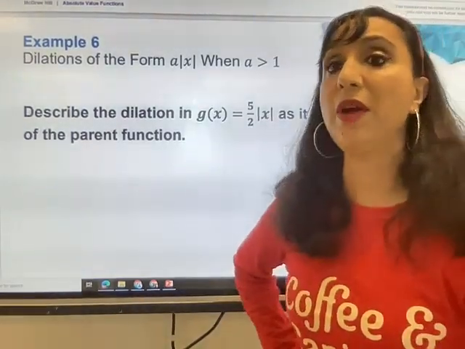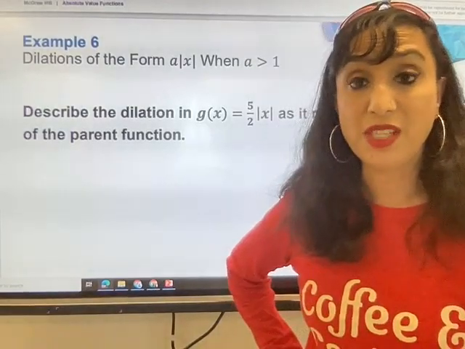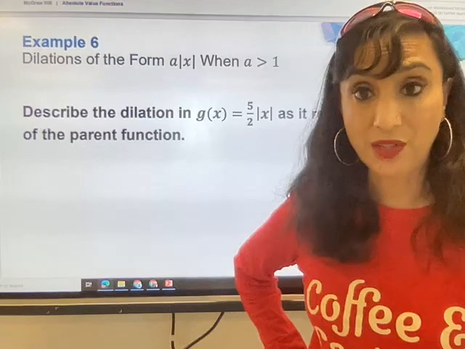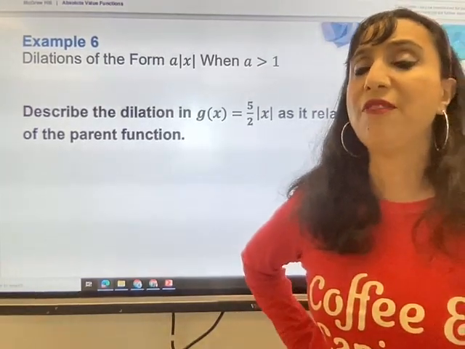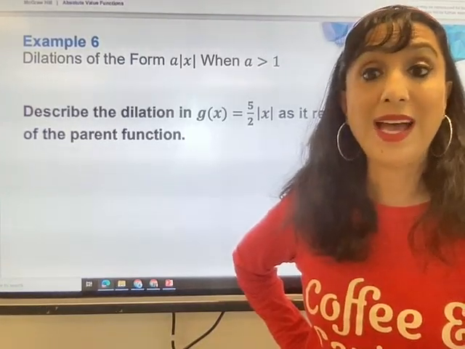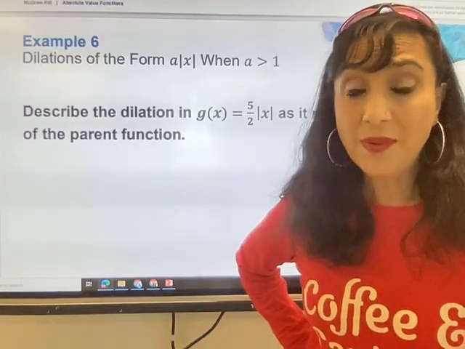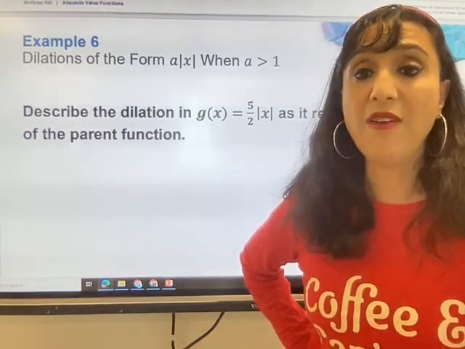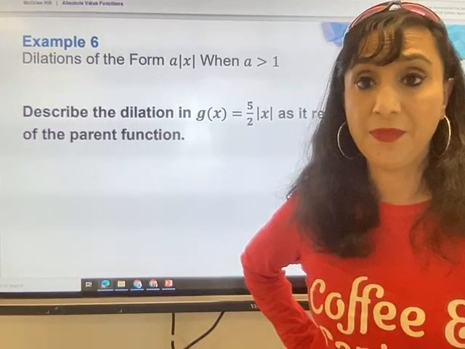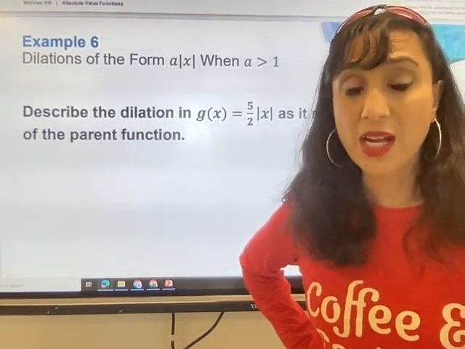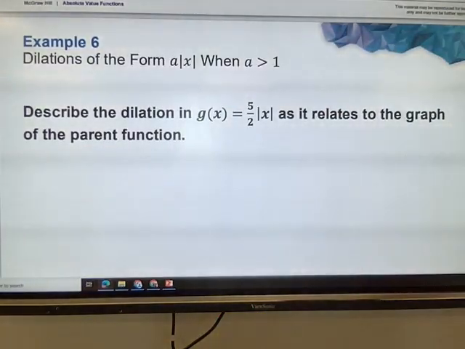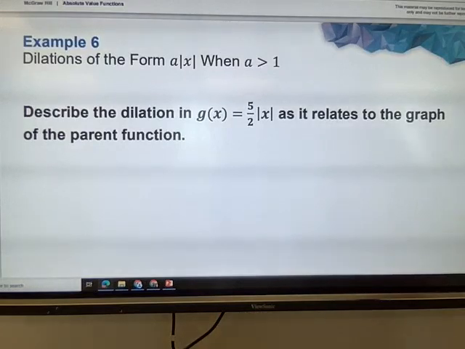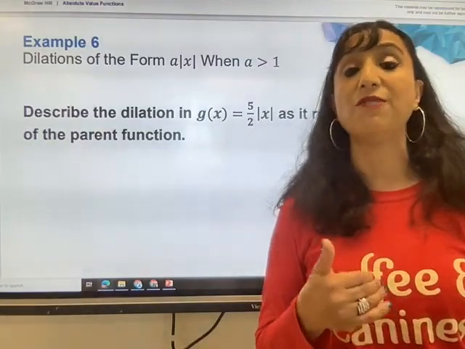I know that for the parent function, my vertex is at (0, 0). That's at the origin, right? Now, if I'm saying 5/2, is that greater than 1? Absolutely, because 5/2 gives me 2.5, so it is definitely greater than 1. Looking at this, the number in the front means this is going to be a vertical stretch of the graph of the parent function.